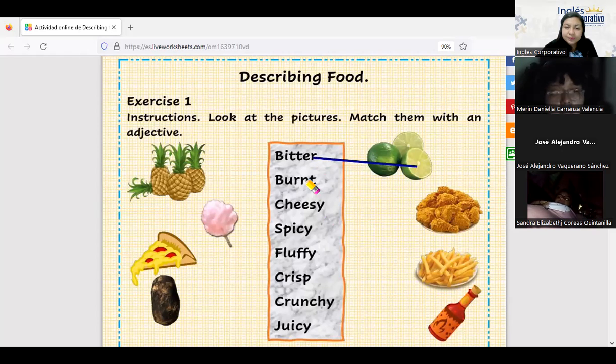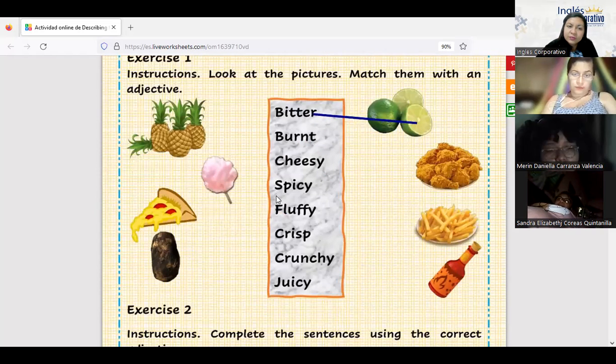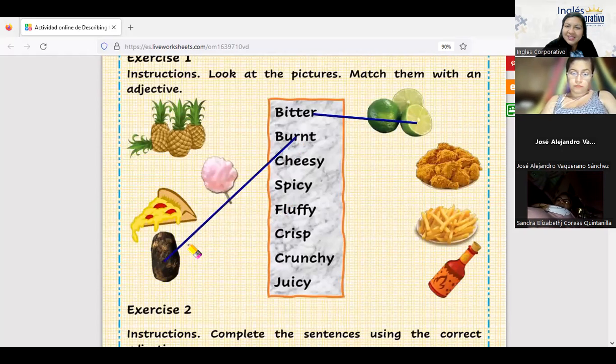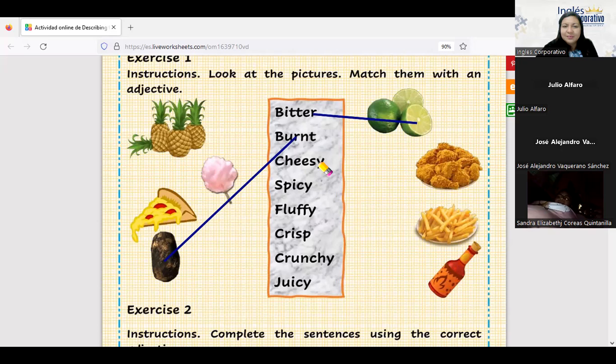Burnt. What does burnt mean? We have here a potato. A potato burnt. And it's burnt. Okay, look at the pictures. Okay, the potato is burnt. Well, sometimes my tortillas or bread get burnt. It's pizza. Right? Okay, cheesy pizza.